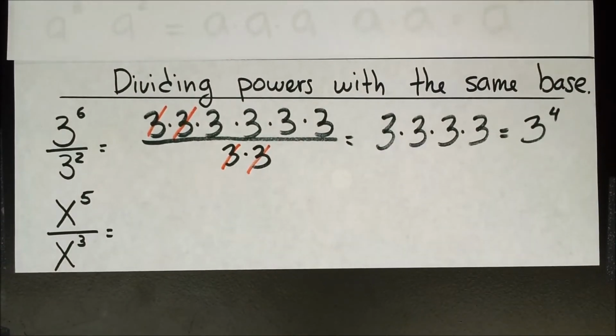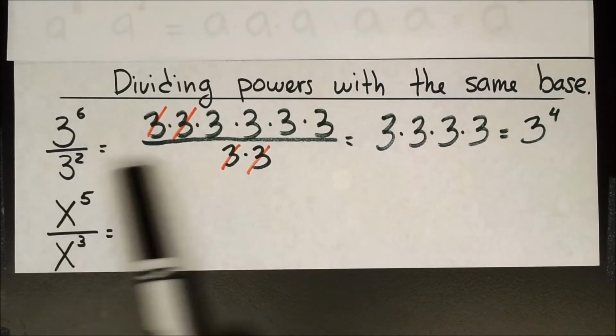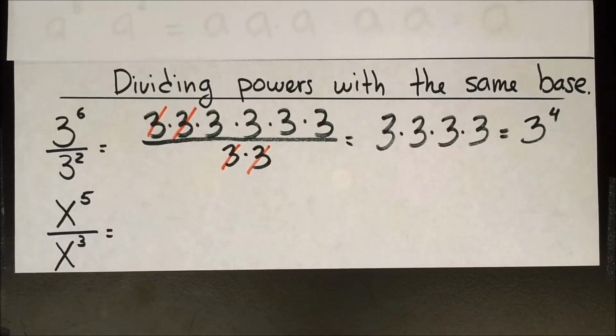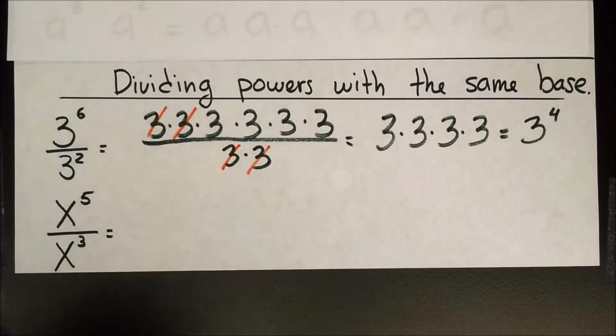And that's Discovery Club. Alright, so 6, 2, and I got a 4 out of it. So what did I do to the powers, you think? I kind of already spoiled it. So I subtracted. So when you do have powers with the same base, and I am dividing, the rule is subtract the powers, or subtract the exponents. Leave the base alone and subtract the exponents. But let's look at another one just as an example.